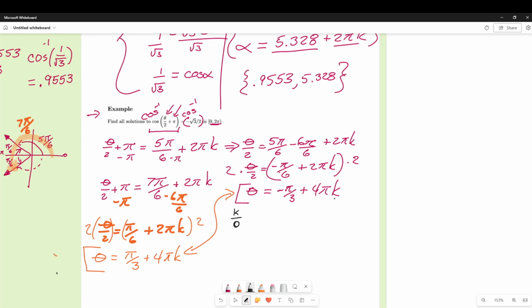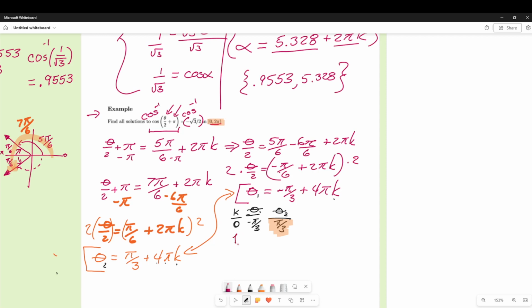So if k is equal to 0 here, I'm going to call this theta 1 and theta 2 for our two different sets. Then theta 1 would be 4 pi times 0, which is 0, so we would just get negative pi over 3. And theta 2 would be, again, 4 times pi times 0, which is 0, plus pi over 3, pi over 3. And that would actually be a solution because it's within our restriction. Great.